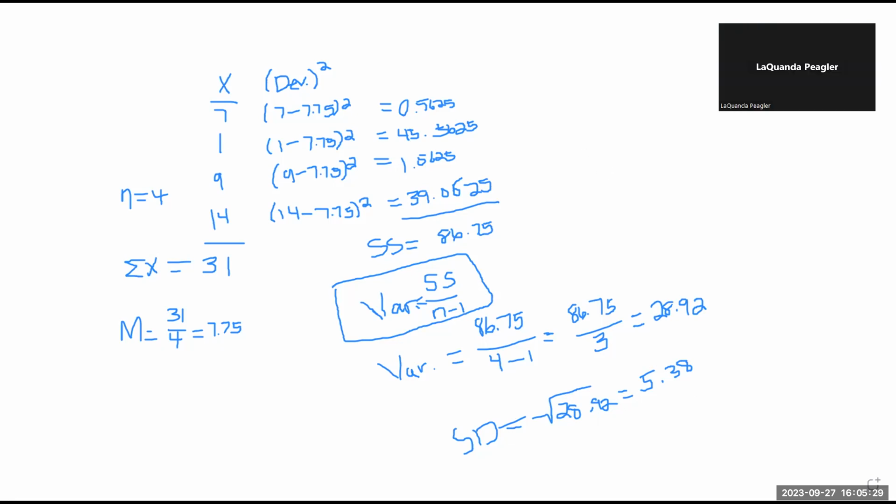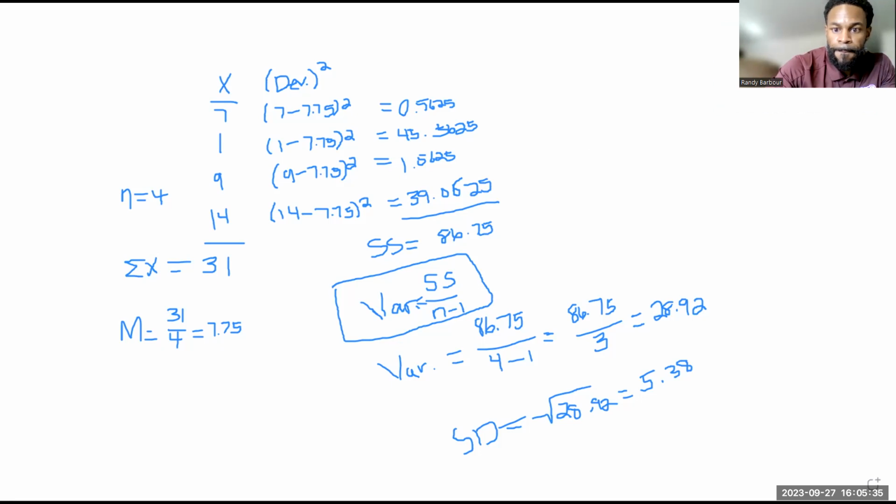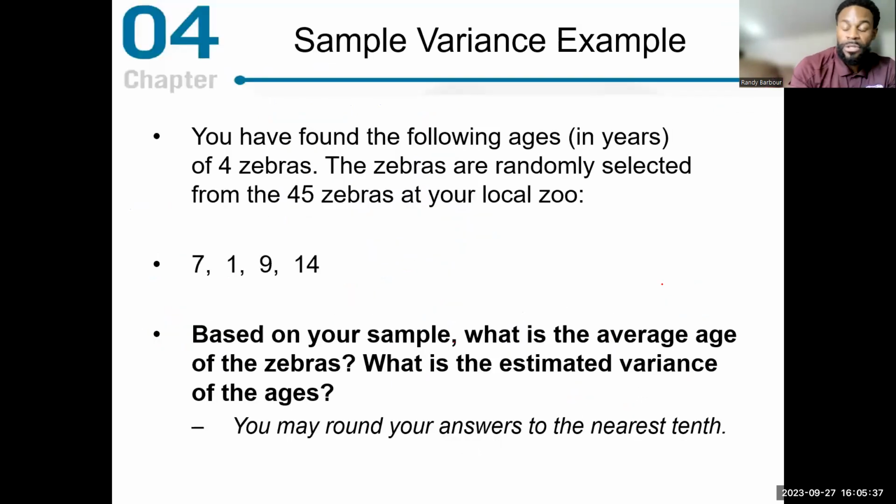You're welcome. All right. Let's go back, share the screen. So that is again how to calculate the variance for the sample, how to calculate a standard deviation. Again, the first step obviously is to get your mean. Once you get your mean, then in working through getting that variance, you got to get the sum of squares, and then also get the standard deviation.